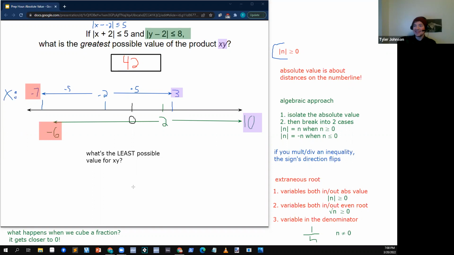It's not 0. 0 is a small value, but I could get something less than 0 if I multiply the negative 7 and the negative 10, kind of going coast to coast. My furthest negative value and my furthest positive value, that's going to get you negative 70. If they had asked us what's the least possible value of the absolute value of xy, then that's 0. We can never have an absolute value smaller than 0 itself.